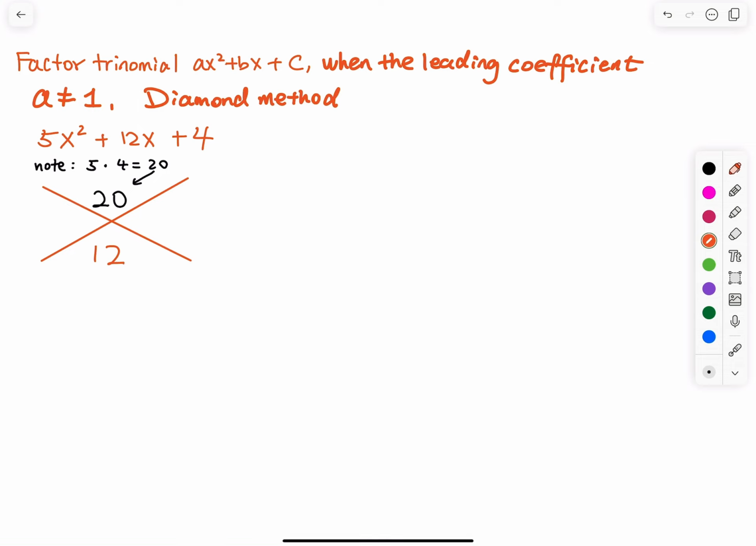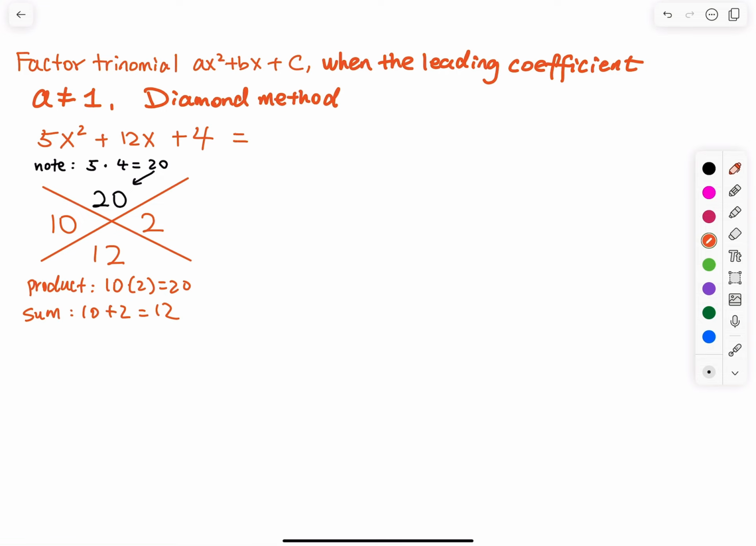And then what number times what number equals 20, with a sum equal to 12? I will say 10 times 2. Let's make a note. So the product, 10 times 2, is equal to 20. And then the sum, 10 plus 2, is equal to 12. So when you review the notes, you know exactly what I did. How do we use the 10 and the 2?